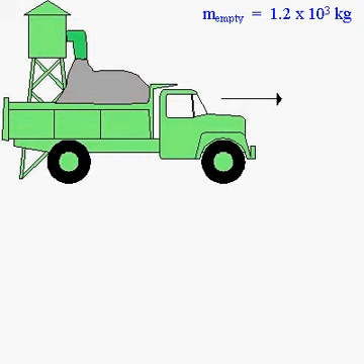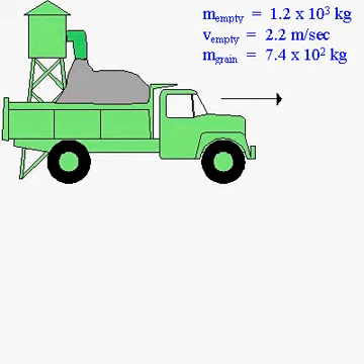In this example, we have a truck that's traveling under a grain hopper, and the grain hopper is going to start filling it full of grain. Now, when it is empty, the mass of the truck is 1.2 times 10 to the 3 kilograms. And before it gets under the grain hopper, it's traveling with a velocity of 2.2 meters per second. The hopper is going to put a total of 7.4 times 10 to the 2 kilograms of grain in the truck. And the question is, what's the velocity of the truck once it's full?